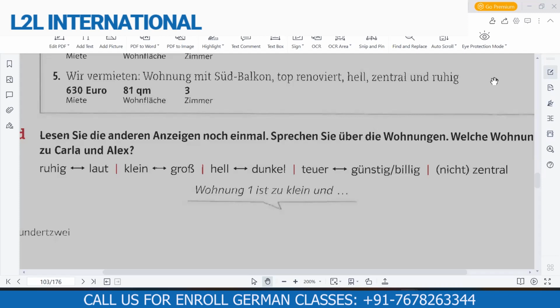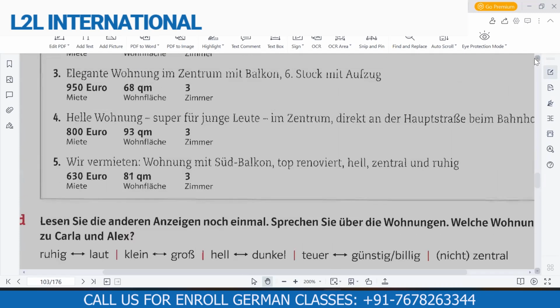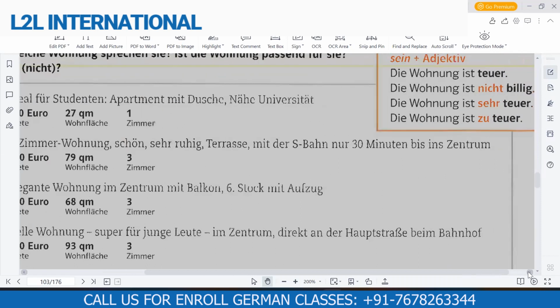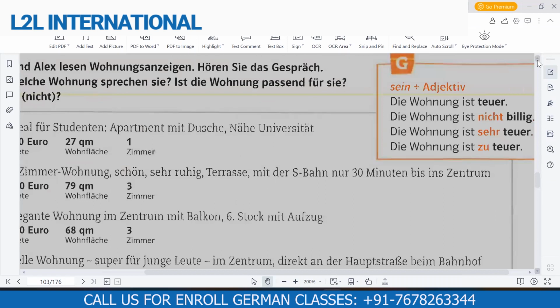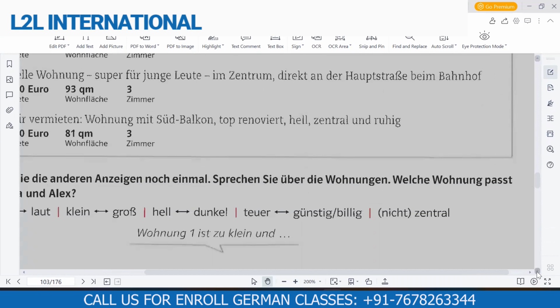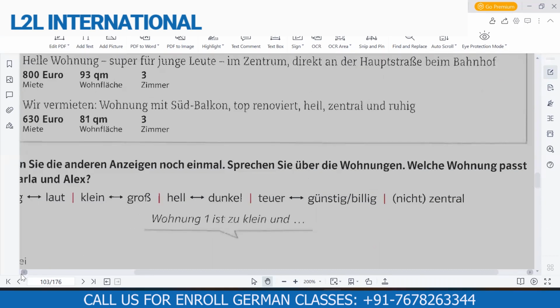So now we have got here a few adjectives along with the opposite. And then we will see these sentences, right? What is sein plus adjective? That means how do we make a sentence with ist and then our adjective. So let's see the adjectives first, and then we'll discuss the sentence.